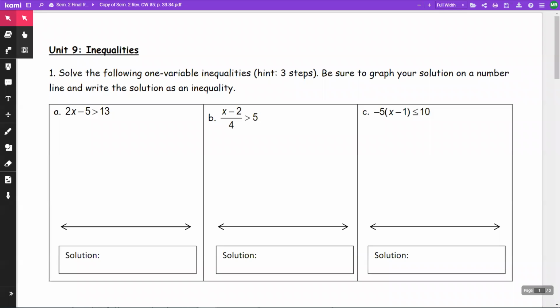So this is Integrated 1, Semester 2, Final Review. This is classwork number 5 on Unit 9, Inequalities.